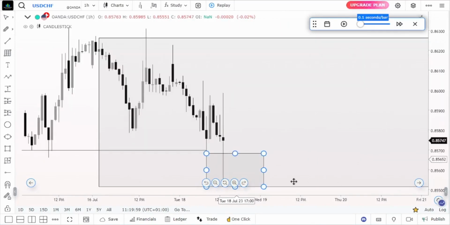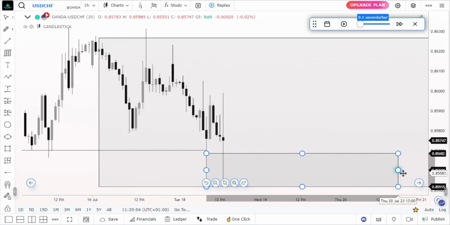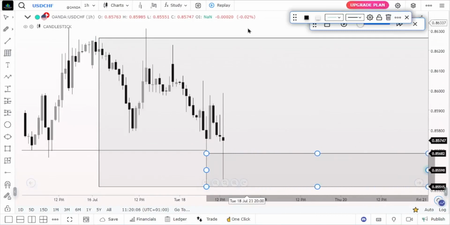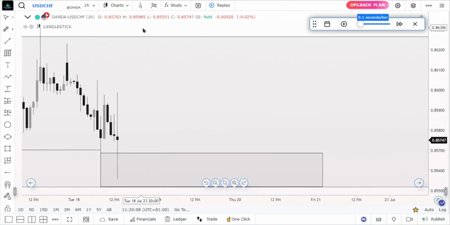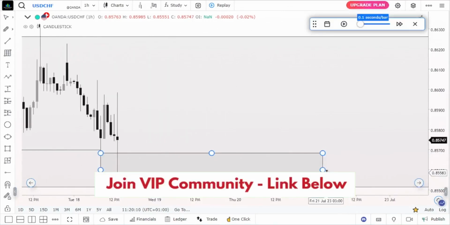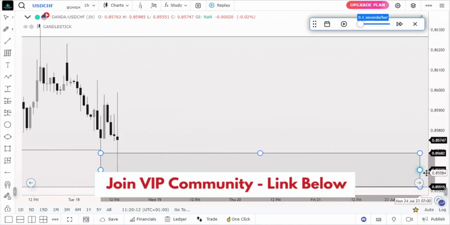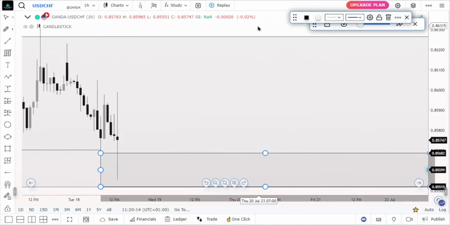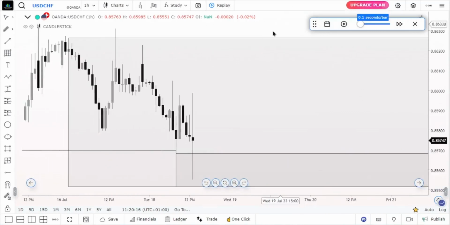You can stretch it out and take your trade from there. Wait for price to come and tap into it, and then you can take your trades from there. Remember, that's your hidden OB. So we have refined this large OB to this hidden OB here. So let's continue to play price and see what happens next.